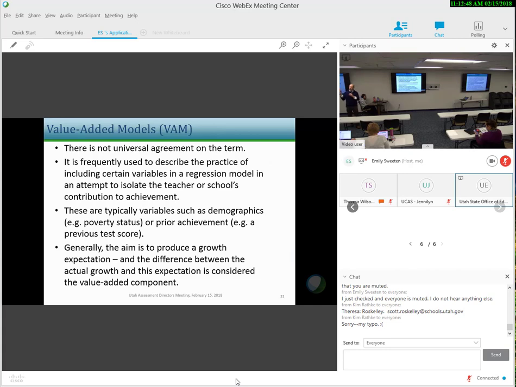So value-added models became all the rage about 10 years ago. It was Tom Kane at Harvard who showed Bill Gates at the Gates Foundation some value-added models, showing these differences and effects, quote, "effects," teachers.